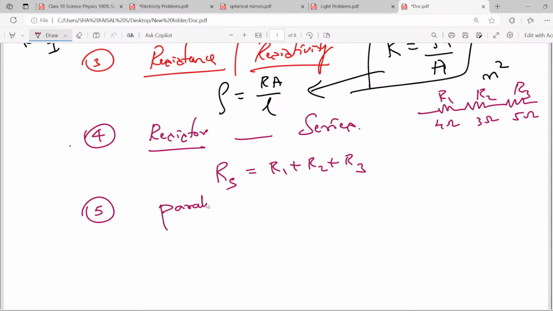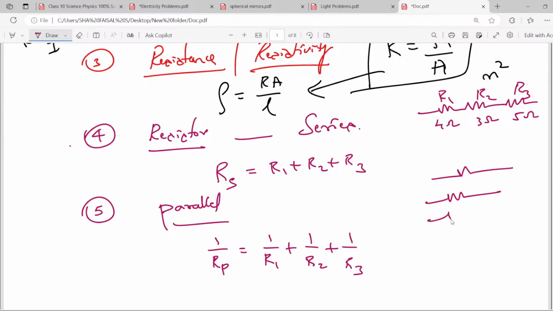When the resistors are connected in parallel, we write 1 by Rp is equal to 1 by R1 plus 1 by R2 plus 1 by R3. Suppose this is one resistor, this is one resistor, this is one resistor. As you can see, these are connected in parallel. Then this is R1, this is R2 and this is R3. If you are connecting one below the other, it is called parallel. If you are writing one next to each other, that is known as series.